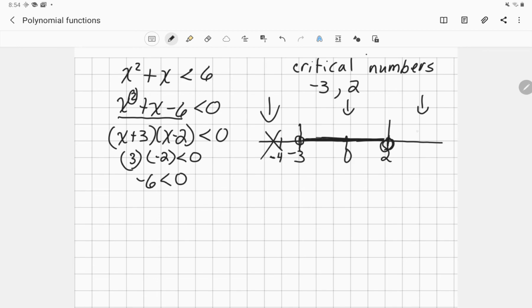So now I have my last section to test, which is bigger than 2. And again, any number you want, as long as it's bigger than 2. So I'm going to pick 3. 3 plus 3 is 6.